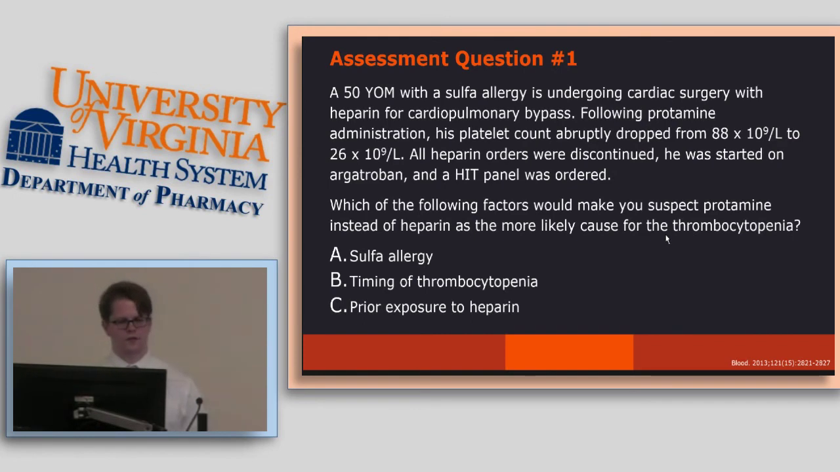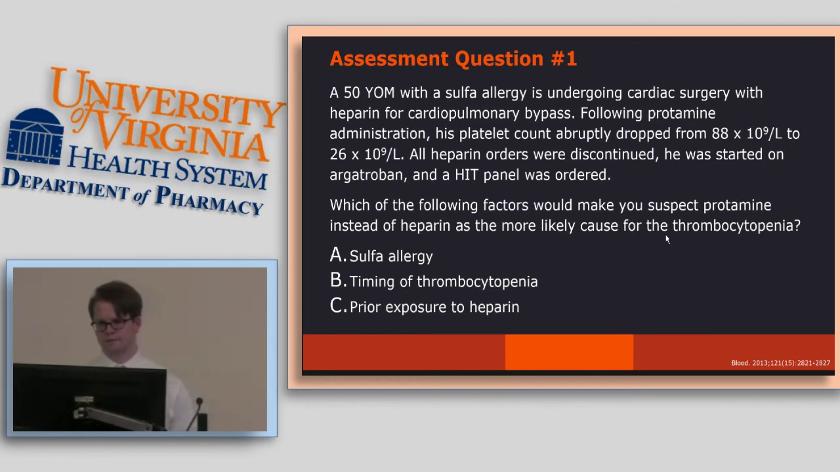This brings us to our first assessment question. A 50-year-old male with a sulfa allergy is undergoing cardiac surgery with heparin for cardiopulmonary bypass. Following protamine administration, his platelet count abruptly dropped from 88 to 26. All heparin orders were discontinued, he was started on argatroban, and a HIT panel was ordered. Which of the following factors would make you suspect protamine instead of heparin as the more likely cause for the thrombocytopenia?